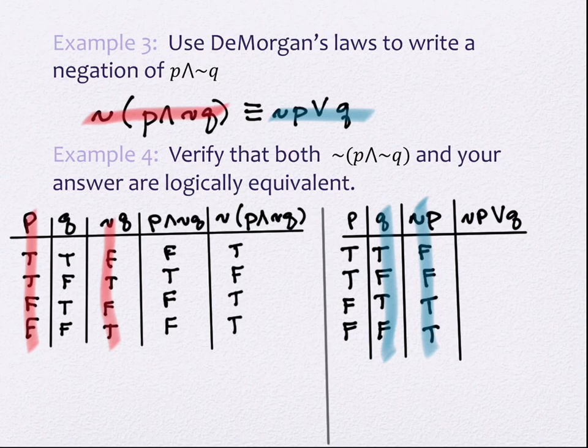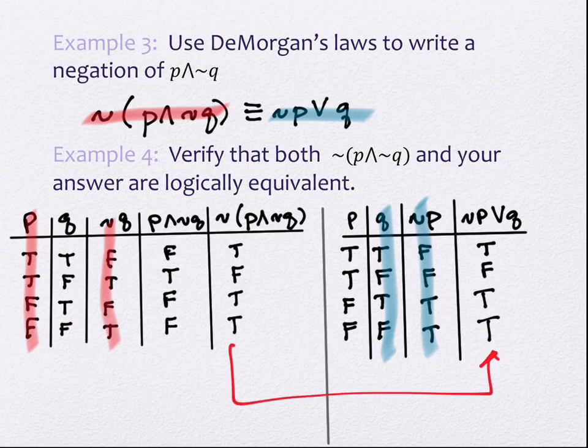So looking at my blue columns, the first one's true, the second one's false. So true, false is true. Row 2, false, false. Yep, false. Row 3, true, true. Row 4, false, true. True. And here's what I want to point out. The ending results on both of our truth tables match.